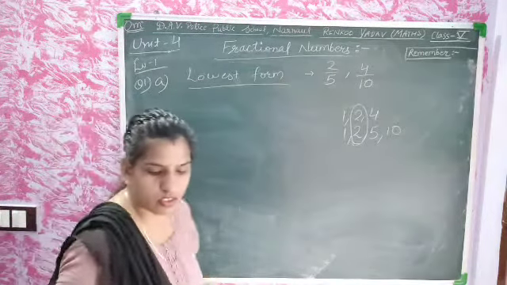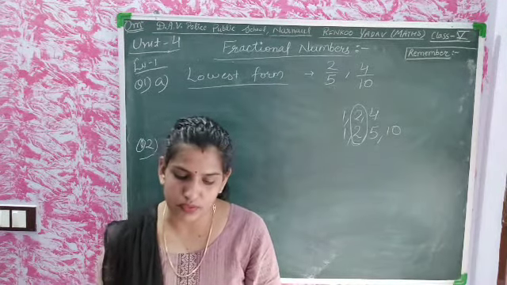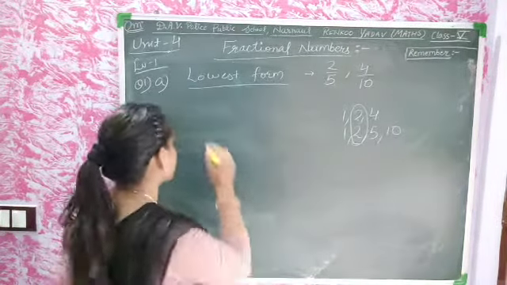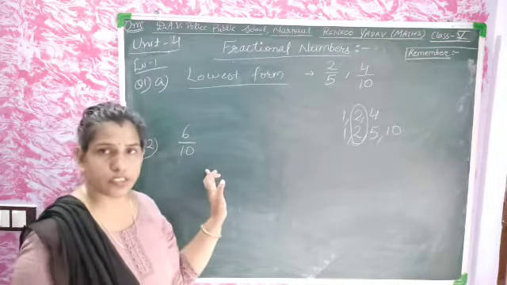Okay, in this question also we have to tick all the numbers, all the fractions which are in the lowest form. The first one is 6 by 10. Is this number in the lowest form?